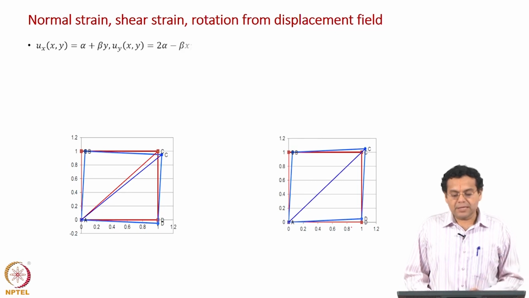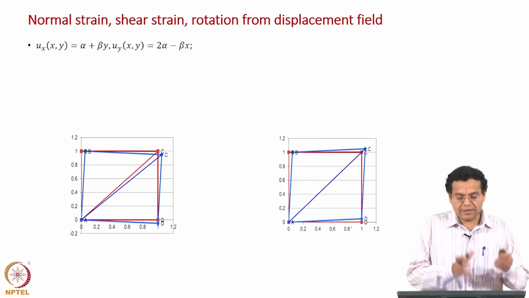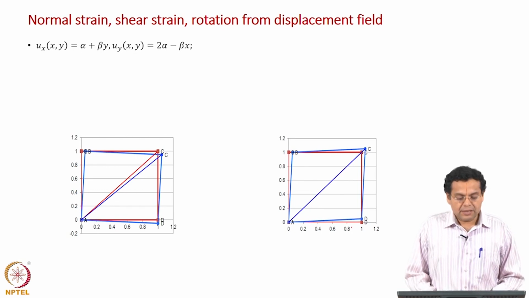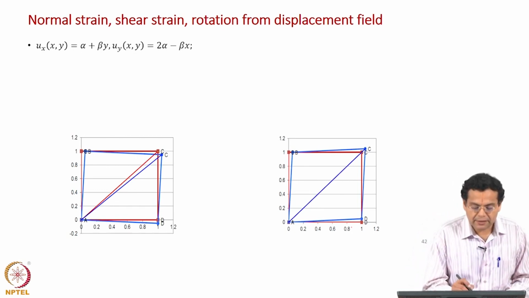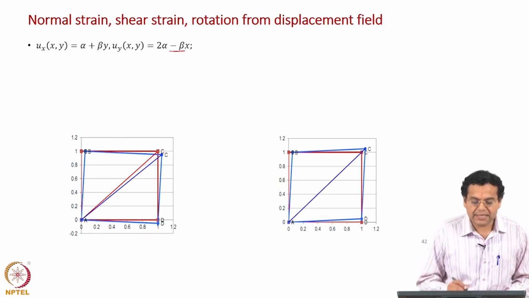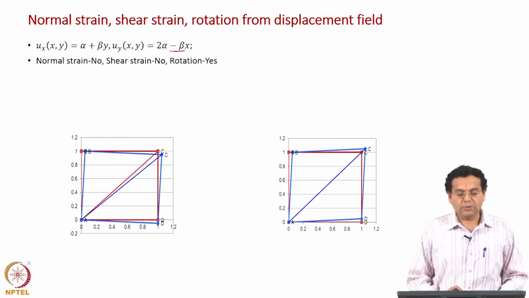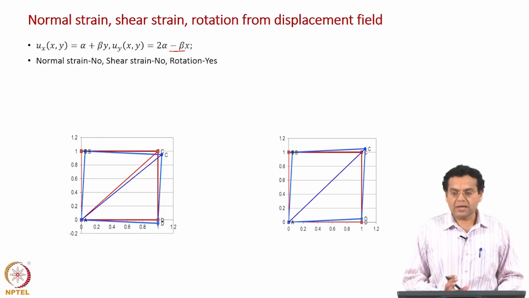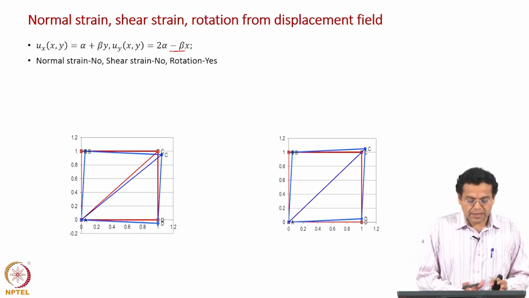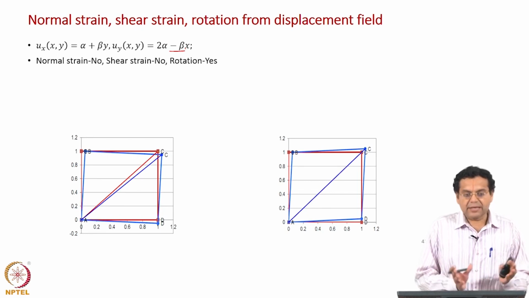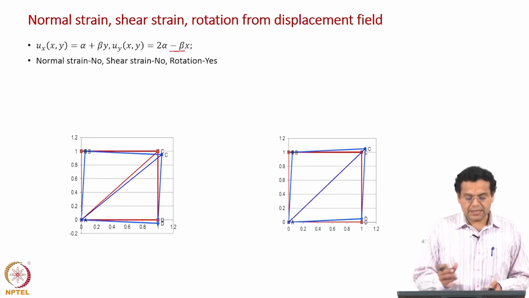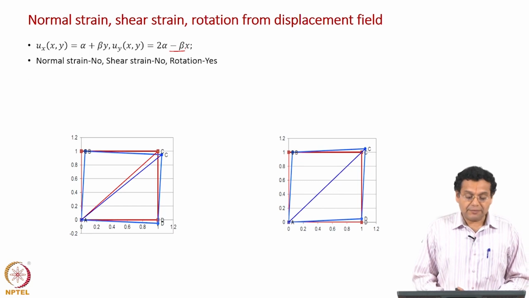We are given the displacement field. So, once again we will do the left hand side and right hand side separately. For the left hand side case, this was the displacement field and we had 2 alpha minus beta x. These were the conclusions which we arrived at there. Okay. No normal strain, no shear strain, there was rotation. Just looking at the diagram, the initial state and final state. Now, let us evaluate that.